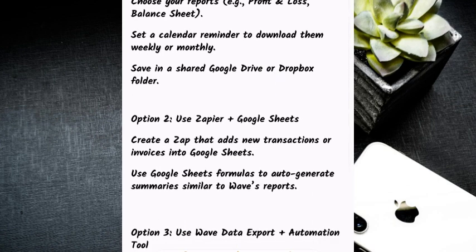The second option is to use Zapier plus Google Sheets. So just create a Zap that adds new transactions or invoices into Google Sheets. Then you can use Google Sheets formulas to auto-generate summaries that are similar to Wave's reports.